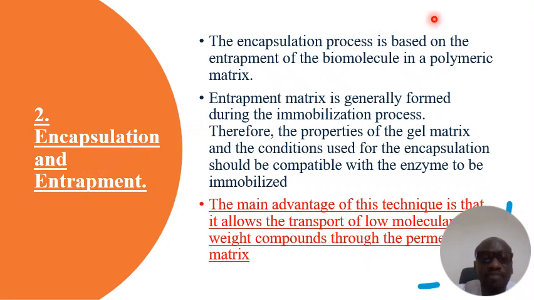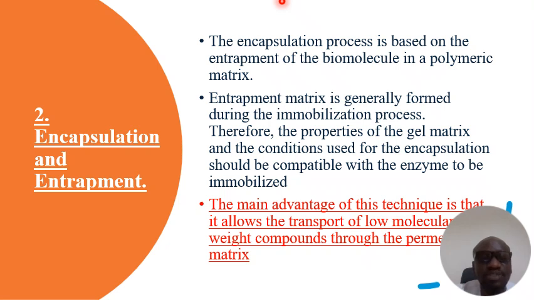encapsulation and entrapment. The encapsulation process is based on the entrapment of biomolecules in a polymeric matrix. It involves enclosing enzyme with a porous matrix that allows substrates and product to diffuse in and out, but then it retains the enzyme inside the mixture. The enzyme is retained, but the substrate can diffuse in and out. So in this process, the enzymes are physically trapped, but not chemically bound. That's what we call entrapment.